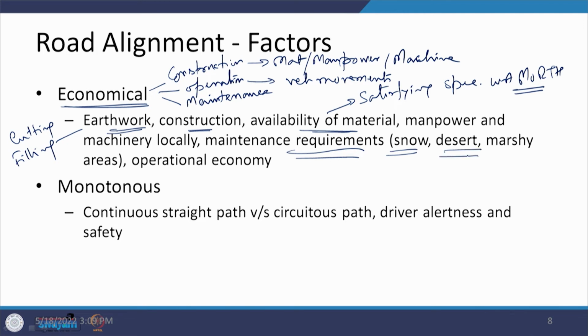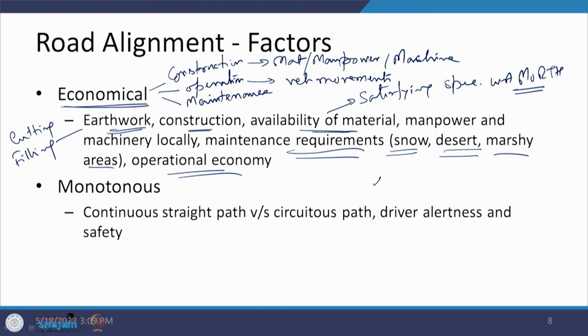In the desert area, there is a lot of sand which comes on the top surface of your road, and when the vehicles move on top of it, there can be an abrasion condition, and that deteriorates the surface. Or you are in marshy areas, or the gradients etc., which have been decided are going to define whether the operational economy is going to be there or not.